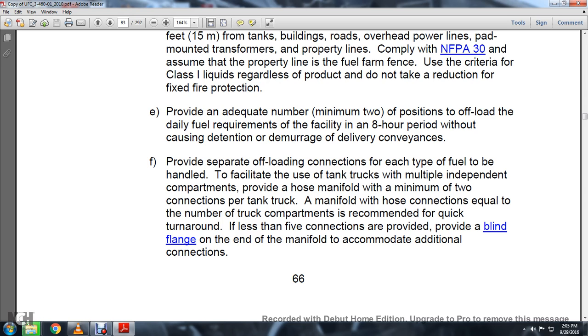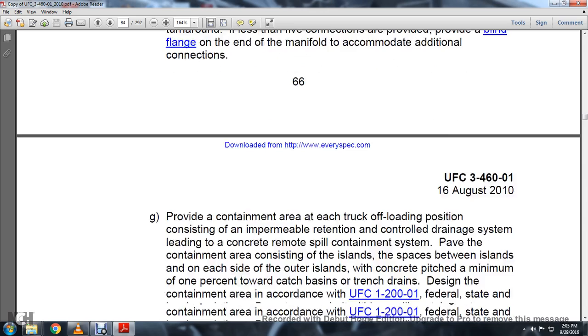Provide a hose manifold with a minimum of 2 connections per tank truck. Manifold the hose connections equal to the number of truck compartments required, with a quick turnaround. If fewer than 5 connections are provided, provide a blind flange on the end of the manifold to accommodate additional connections.